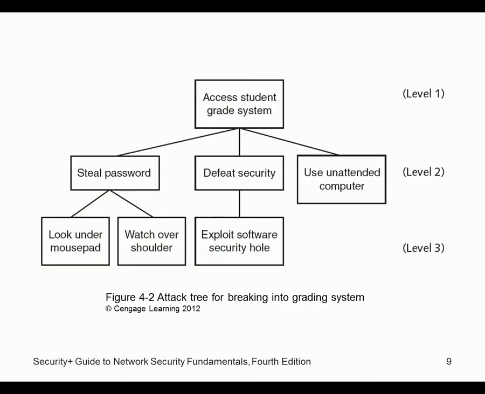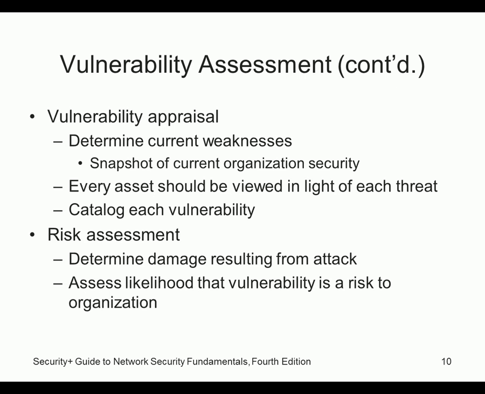Okay, all right. Access student grading system. We could defeat the security. We could exploit a software vulnerability. We could steal someone's password. Where are we going to get the password from? It's under the mouse pad. So just an idea of some things that could happen. You're only supposed to do this for each item. That's tough. Okay. All right, the vulnerability appraisal, it says determine current weaknesses.